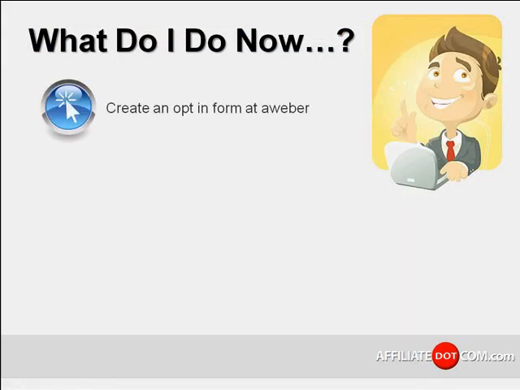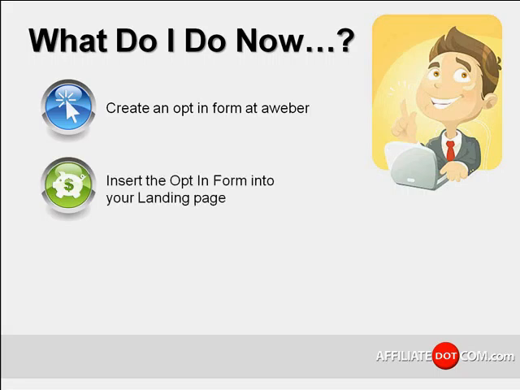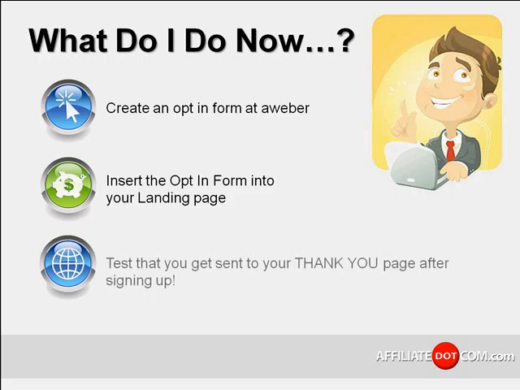Okay, so what do I do now? Well, I want you to create an opt-in form at Aweber. Once you've created your opt-in form, I want you to insert the opt-in form into your landing page. You saw me do that at the beginning of this video. And then once you've done that, test that you do get sent your thank you page after you've signed up. Now, I know in the example you've just seen, I went a little bit further, didn't I? And I showed you the first email message that you will receive as well. I know we haven't touched on that, but I just wanted you to see the entire process. We're now going to go and break it down and actually do the final bit, if you like.